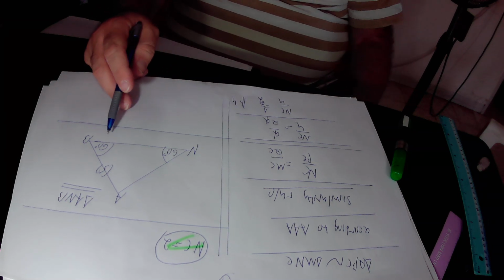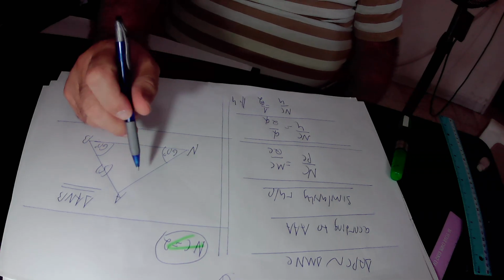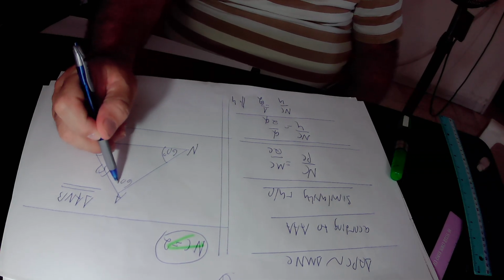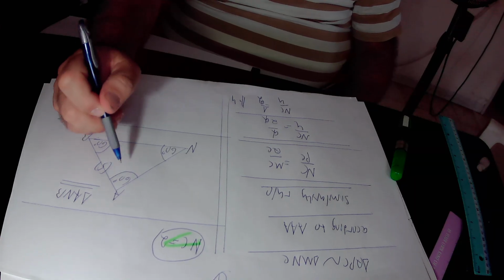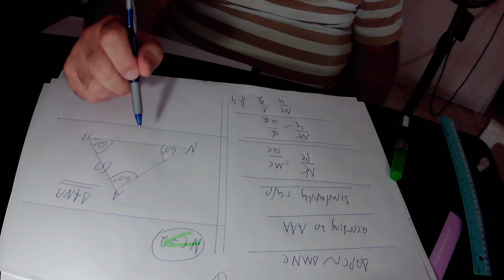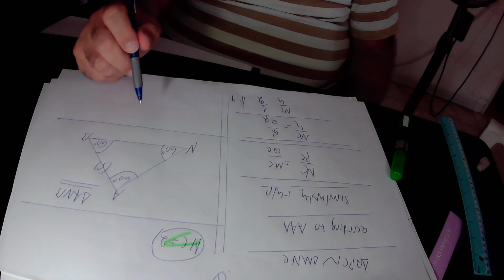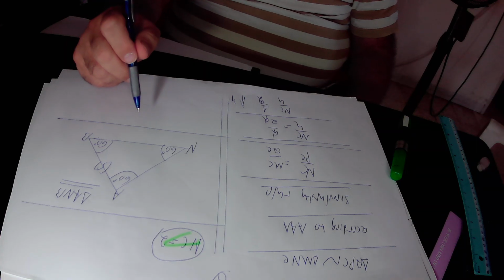60 degrees plus 60 degrees is 120 degrees, so this third missing angle must be equal to 60 degrees. According to the rule, the sum of the angles in any triangle is equal to 180 degrees. So we found that triangle ANB is an equilateral triangle.